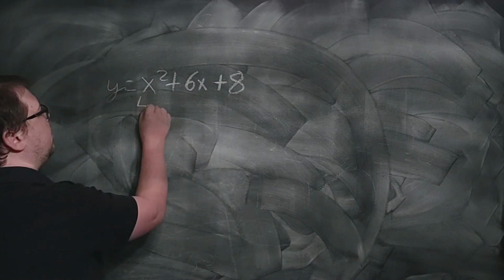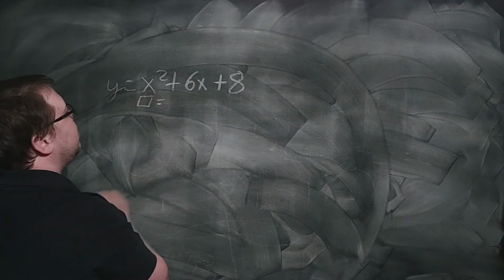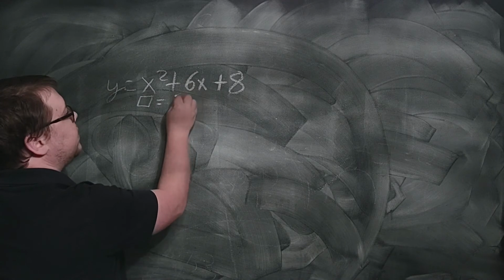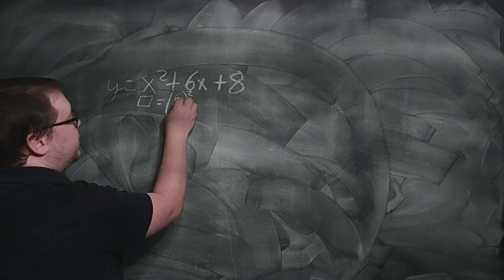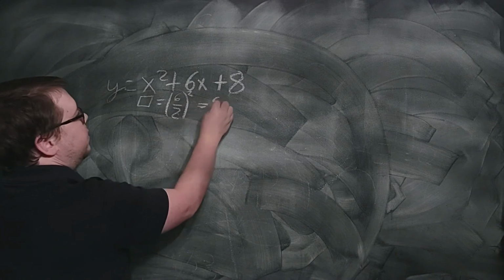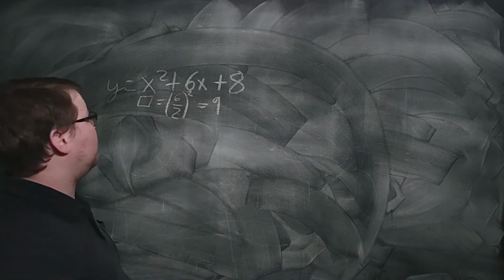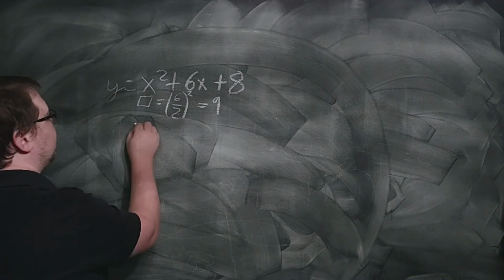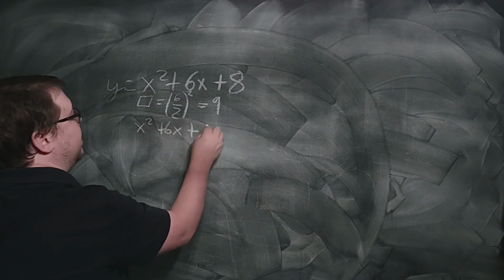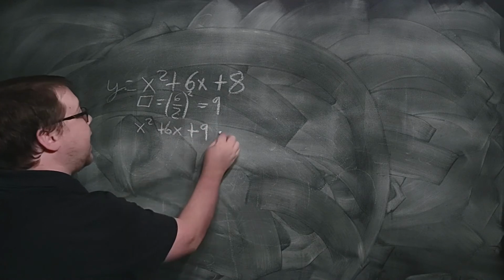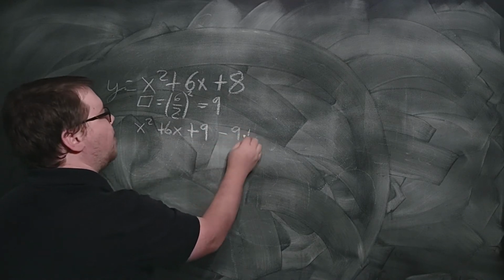So, my magic number is going to be b, which is 6 over 2 squared. So 6 over 2 is 3, squared is 9. So my magic number is 9. So I'm just going to take x squared plus 6x, and I'm going to add 9. And then I will subtract 9 and add my 8.